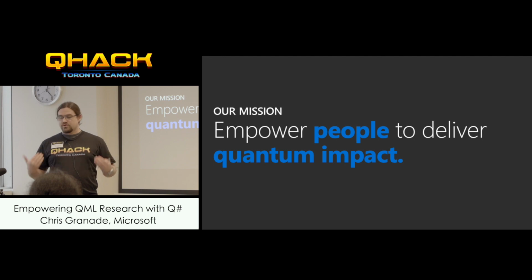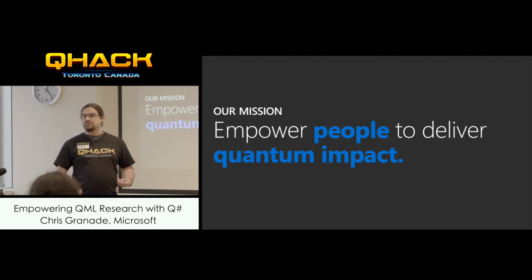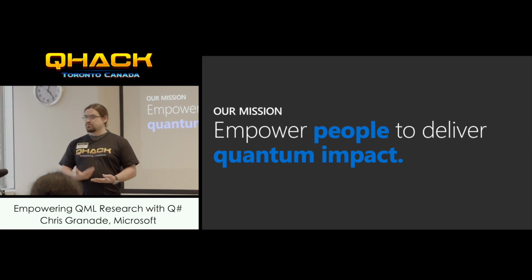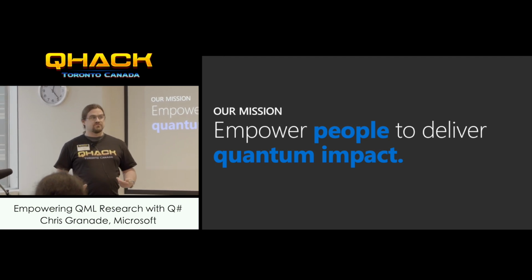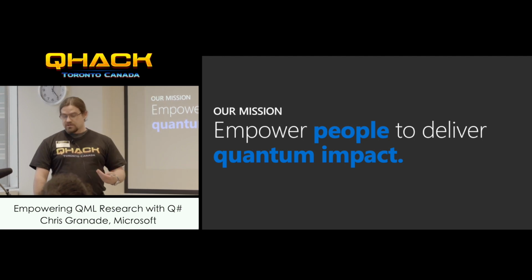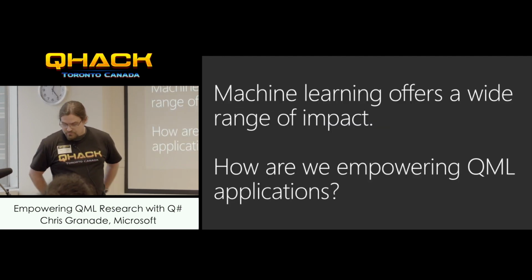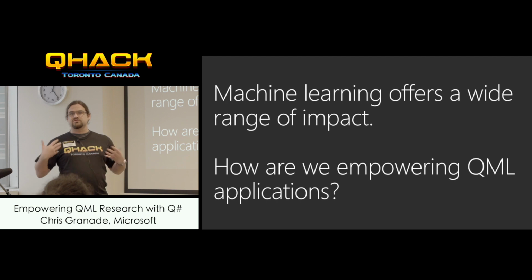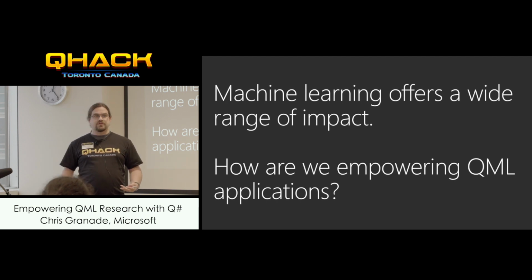Our whole goal with what we're doing at Microsoft Quantum is to empower people to deliver on quantum impact. It's not enough to simply have an advantage. We want that advantage to actually be useful and have bearing on real-world problems. And that's the perspective we take. We want to put the tools in your hands to really deliver on that impact. And we know that machine learning offers a wide range of different kinds of impact, so it gives us a really good place to deliver on that mission, put the tools in your hands you need to do that.